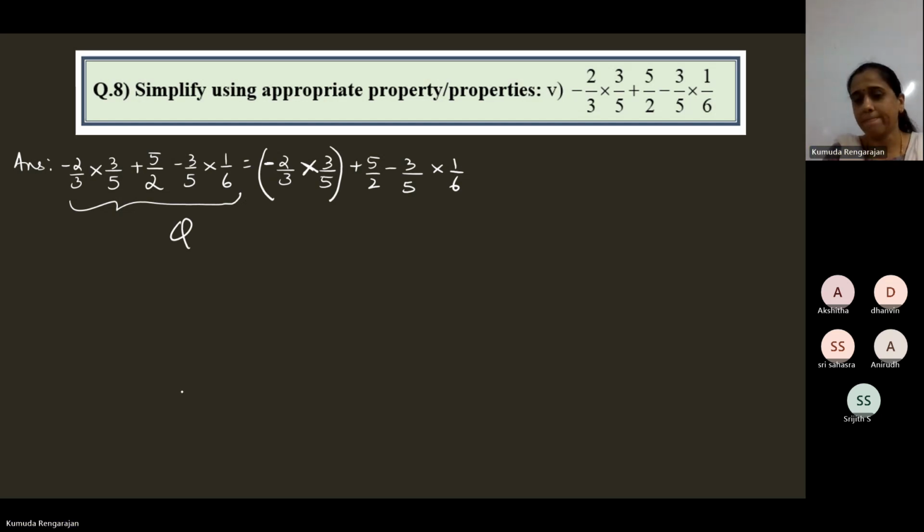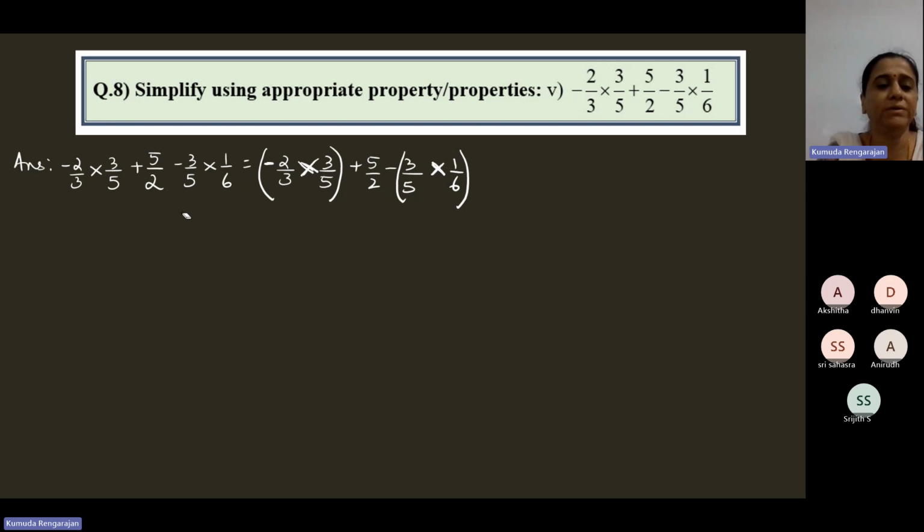Am I clear? Now here there's a multiplication sign. So there's 3 by 5 and 1 by 6. Put a bracket. Do you understand that? Because multiplication is a dominating operation when compared to addition and subtraction. So we see the multiplication sign here, so use a simple bracket. Then the multiplication sign here, so use a simple bracket. 3 by 5 into 1 by 6 minus 2 by 3 into 3 by 5. Plus 5 by 2 is in the middle.